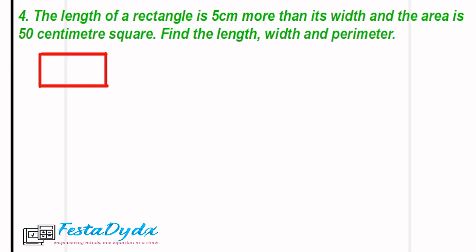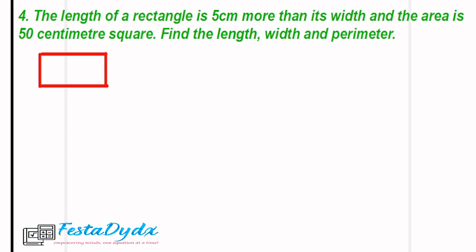So since this is a rectangle, the length, the longest side of the rectangle, is 5 centimeters more. 5 centimeters more, meaning 5 centimeters plus whatever the width is. It says 5 centimeters more than its width. So whatever the width is, the length should be 5 centimeters more.